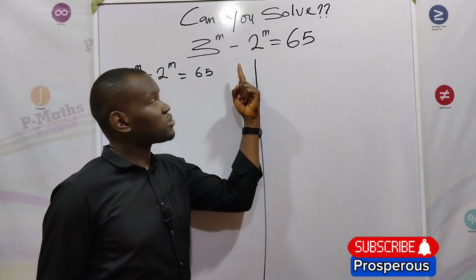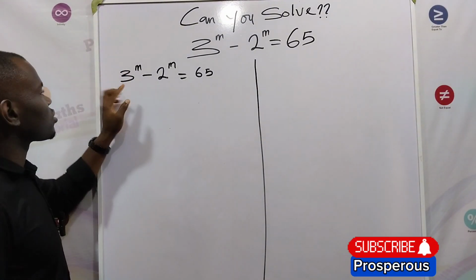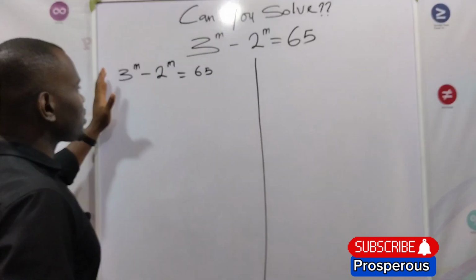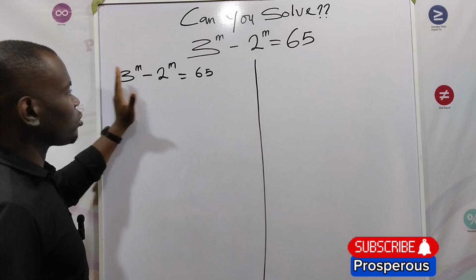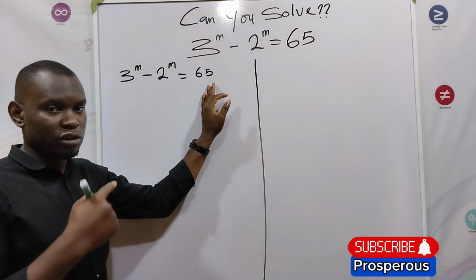Let's see how we can solve this beautiful exponential equation we have on the board. All right. So we have 3 power m minus 2 power m equals 65. So the first thing I want to do is to multiply all of the terms by a fraction of 2 over 2.